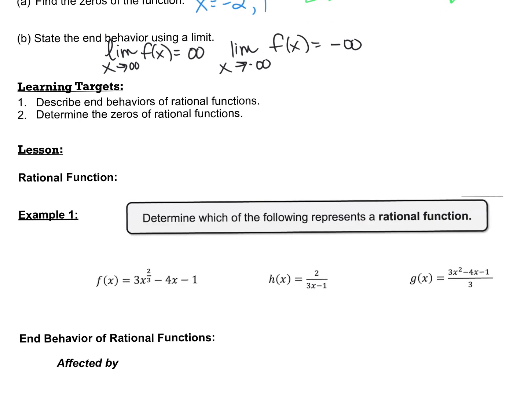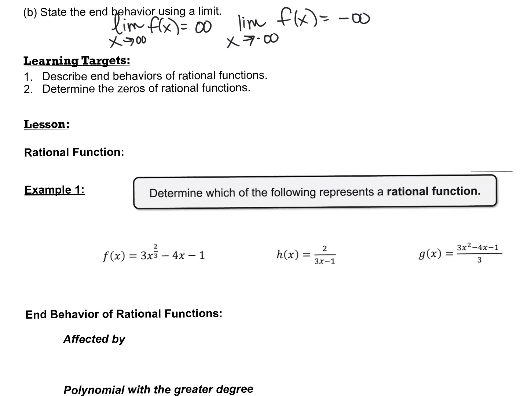Any idea what a rational function is? It's not irrational, then. Correct. All right, what would it look like in its form? Well, what about a rational number? What's a rational number? It's anything that can be written as a fraction. So a rational function is an algebraic fraction.